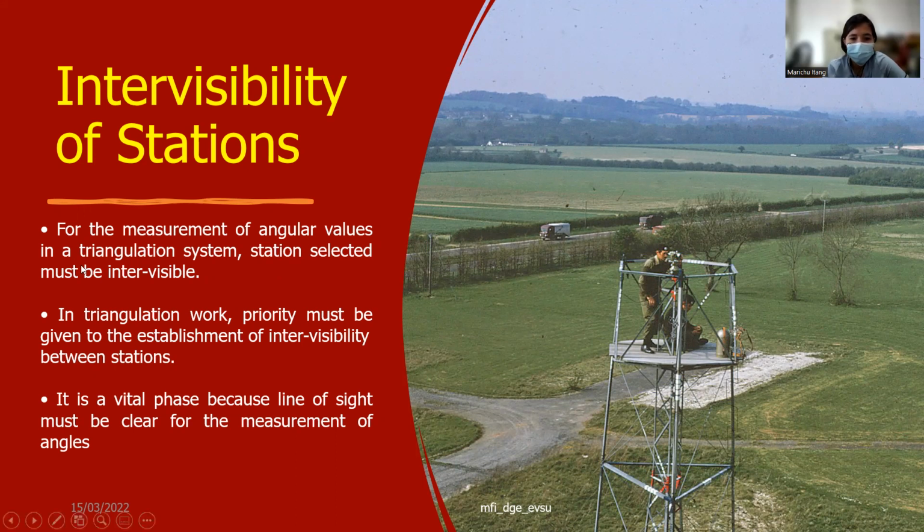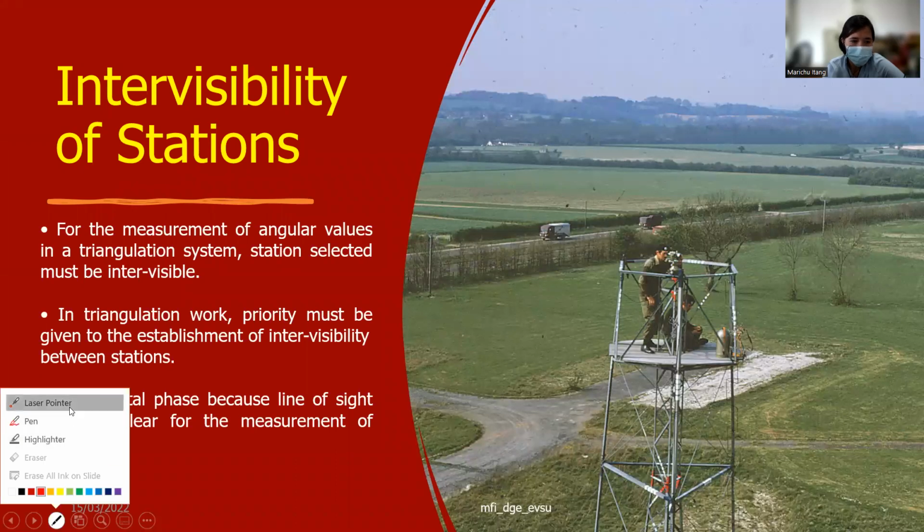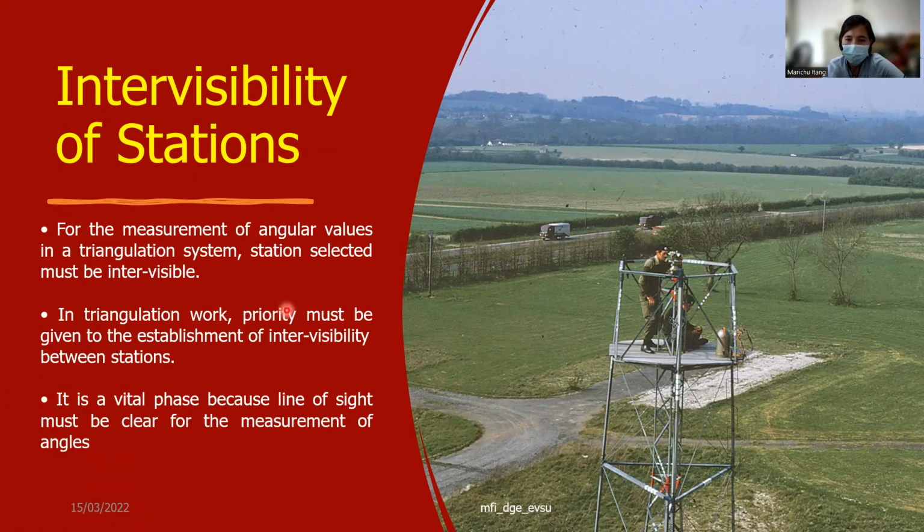Anyway, for the measurement of angular values in a triangulation system, the stations selected must be intervisible. As it says also, priority must be given to the establishment of the intervisibility between stations. That's why we need to conduct reconnaissance before we finally establish the control on the ground. In the reconnaissance, we determine if our points are intervisible.